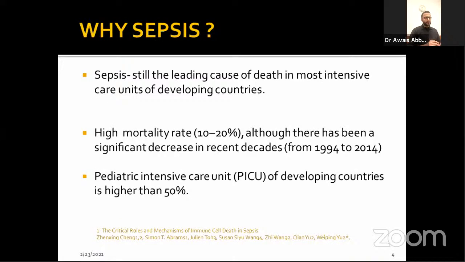I'll start with why we discuss sepsis so commonly. Sepsis is still the leading cause of death in most of the intensive care units of developing countries, with a high mortality rate of around 10 to 20% in developed countries, although there has been a significant decrease in recent decades from 1994 to 2014, and now it is in single digits. But the PICU mortality of sepsis in developing countries is still touching 50%.